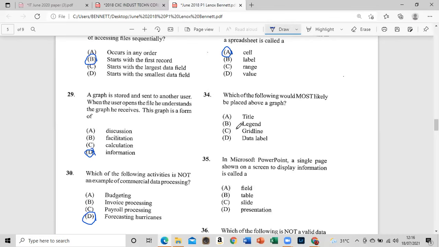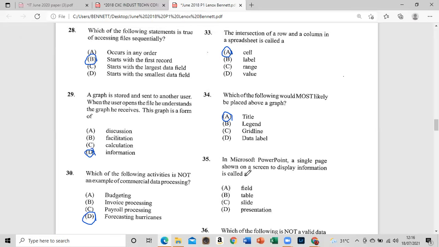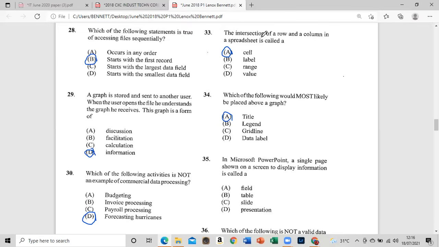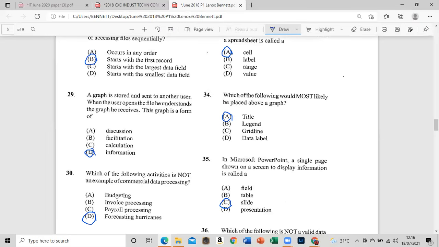All right, so what did we say that was? The title, right? The title would likely be there. All right, in Microsoft PowerPoint, a single page shown on the screen to display information is called a, and that would be table? Well, in Microsoft PowerPoint, a single page shown on a screen to display information is called a... What do you think about this one, guys? I'm contemplating. Slide.